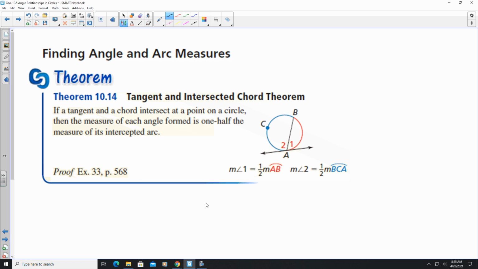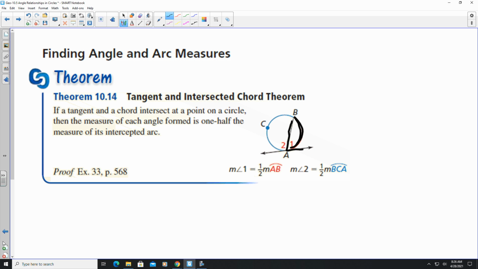If you have a tangent and a chord intersecting at the same point, which in this case we do, what we can conclude is that the measure of each angle formed is 1/2 the measure of its intersected arc. So for instance, if we're trying to find this angle measure, like angle 1, it is going to be half of this arc measure.